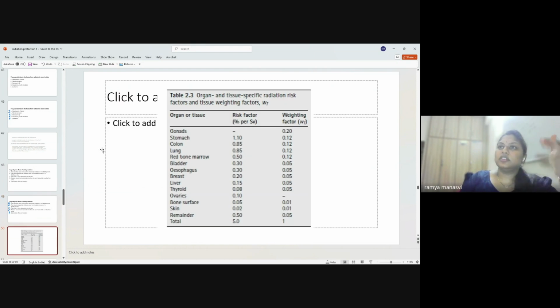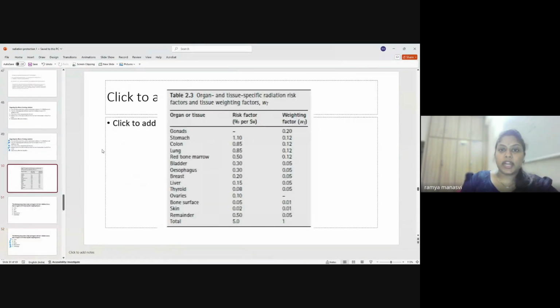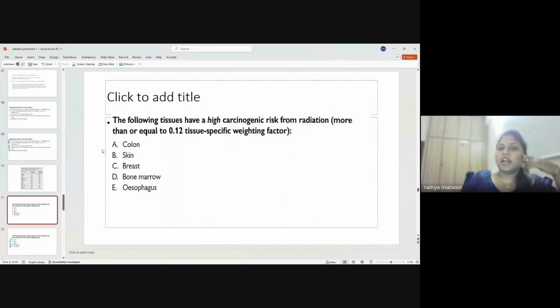So these are the risk factors for radiation weighting factor, the table as given. From that table, we have already discussed, so we'll just go through them. High carcinogenic risk for radiation: colon is one of them, and breast and bone marrow are highly carcinogenic. That is, a high tissue weight factor will be there. The rest of them are false.